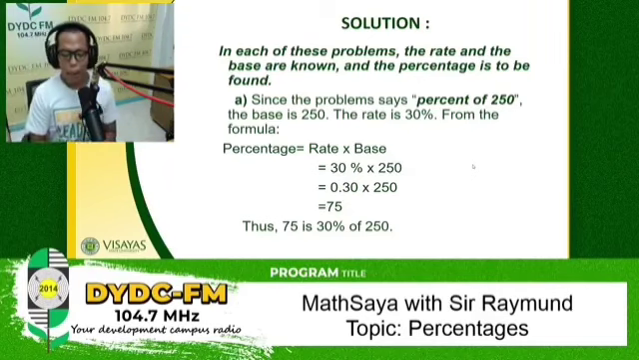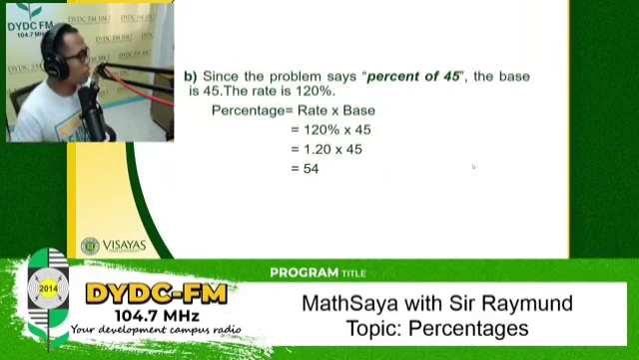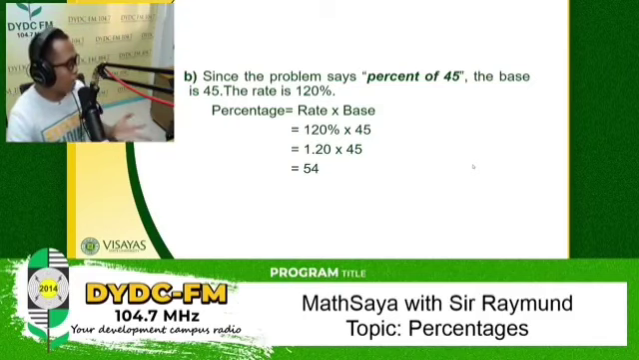For letter B naman, since the problem says percent of 45, the base is 45 and the rate is 120%. So, unsa may gipangita nato? Naa natay percent, or naa natay rate, naa natay base.